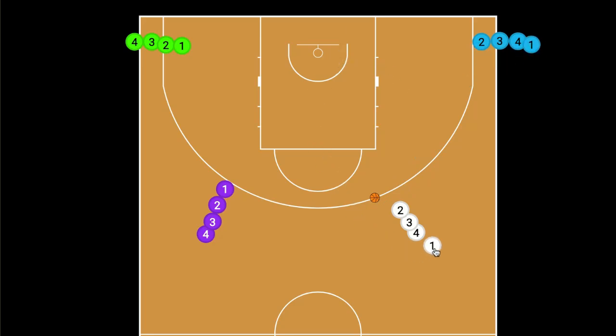Number 1 will go back to their line. They'll move to the back of the line. Purple will go to the back of the line, and green will go to the back of the line. Now we have our number 2s ready to go. And they're going to do the same thing.